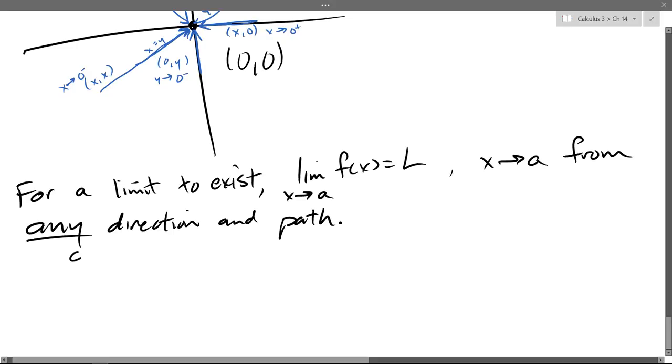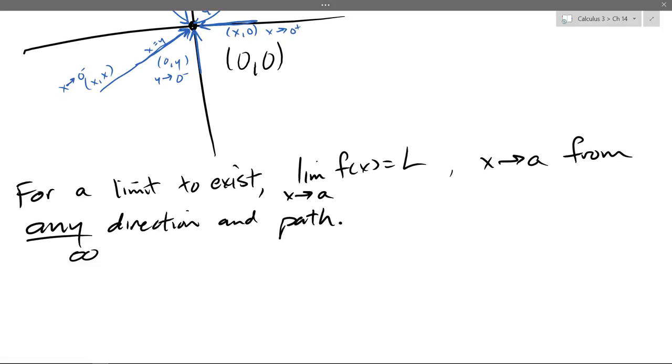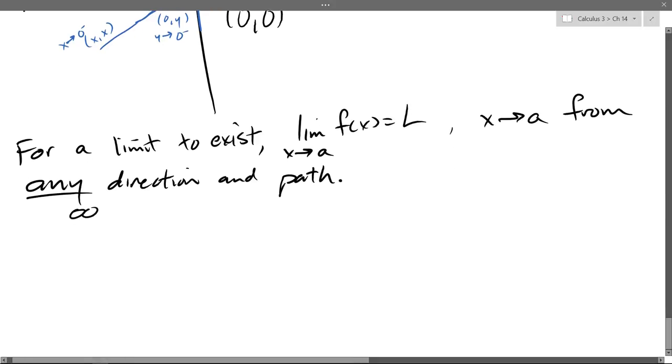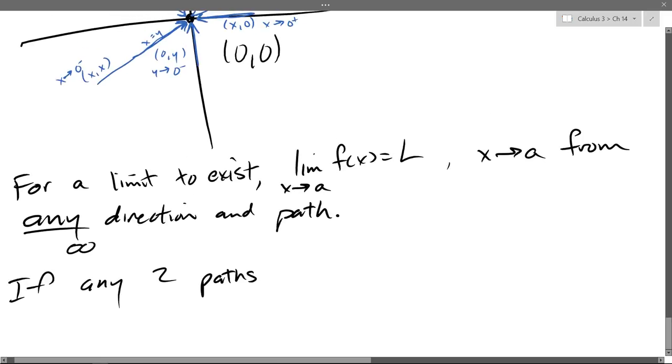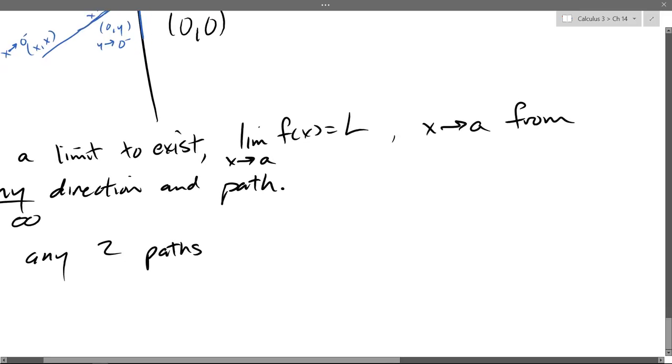Now, how many directions are there? There's infinitely many. So you don't have an infinite amount of time to show that every single one approaches the same number. So you can't actually go and plug in all possible values. So this idea is pretty useless for showing a limit exists. But let's think of the opposite, showing a limit does not exist. Oh, I should describe what a path is.